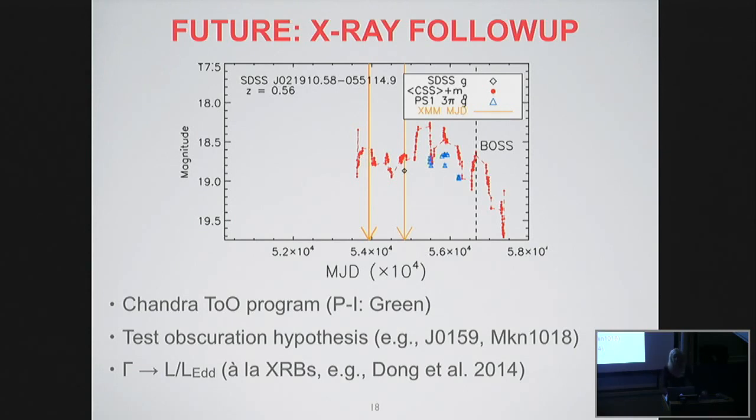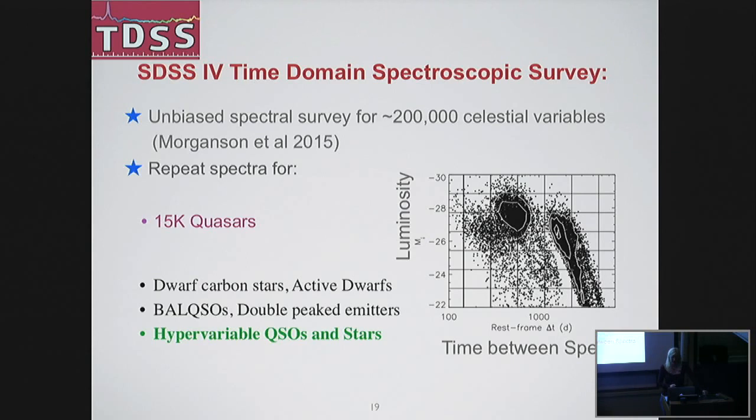Also, part of the problem is that we don't really understand quasar spectroscopic variability on long timescales in general, just simply due to the lack of data. So this will hopefully change with increasing samples of repeat quasar spectroscopy. And this is one of the goals of the time domain spectroscopic survey of Sloan 4.